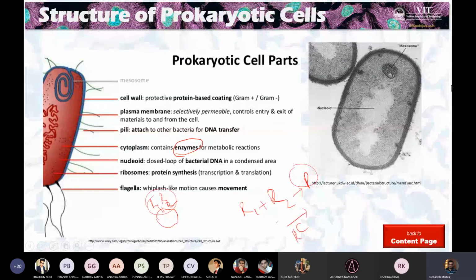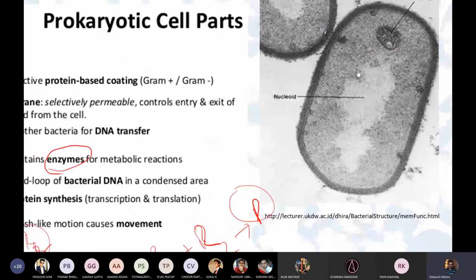Then we have the nucleoid. This is a transmission electron microscopy picture. With light microscopy, you cannot see this detail of a prokaryotic cell. Transmission electron microscopy can. It also reveals a black spot here, but in a better picture, we can see a spiral arrangement here, and this is the mesosome. And where is the nucleoid? The nucleoid is here.